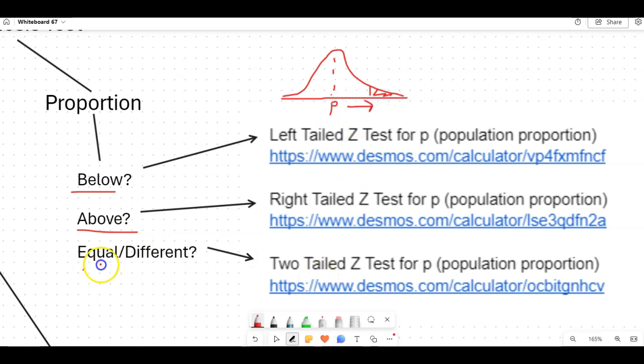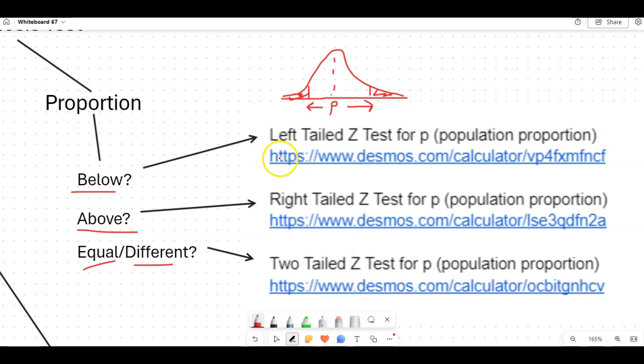And then if I don't know, if it says equal or different, and we're just testing, and it doesn't specifically state above or below, then we could be in either of two tails. We could be below or above. We're just not equal to this number. We're different from this number. So those are the different criteria.